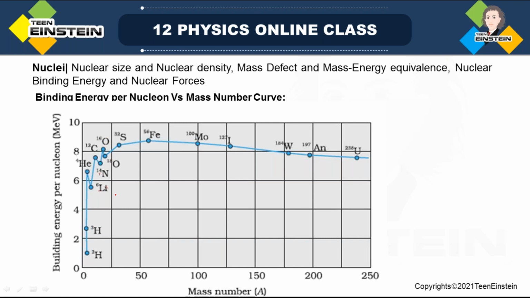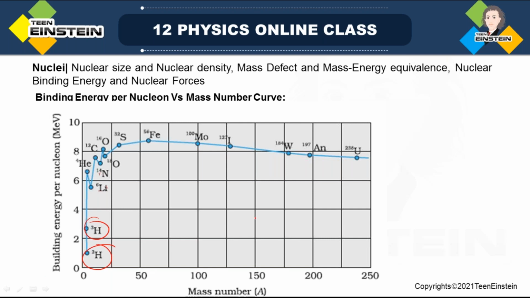So the binding energy per nucleon is plotted against mass number, and we can see this kind of characteristic. For the light elements like deuterium, tritium, and protium, the binding energy is very low. That means those nuclei, protium, deuterium, and tritium, are not very stable, because their binding energy is very low.